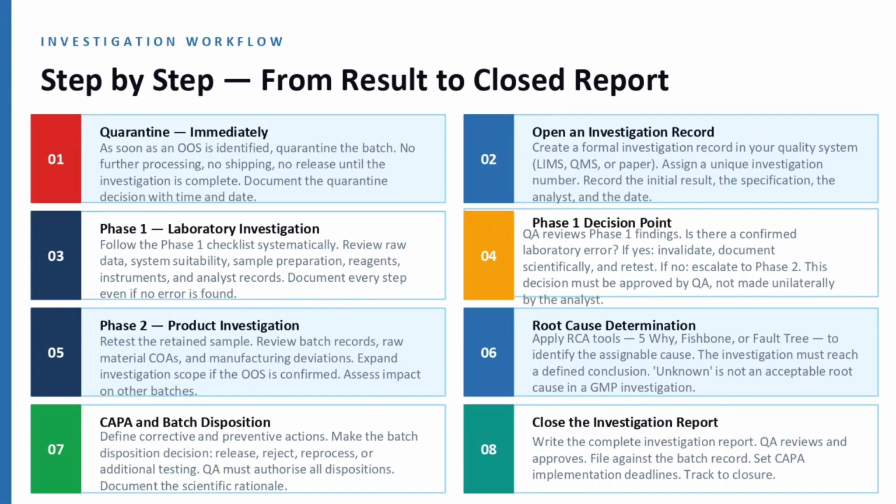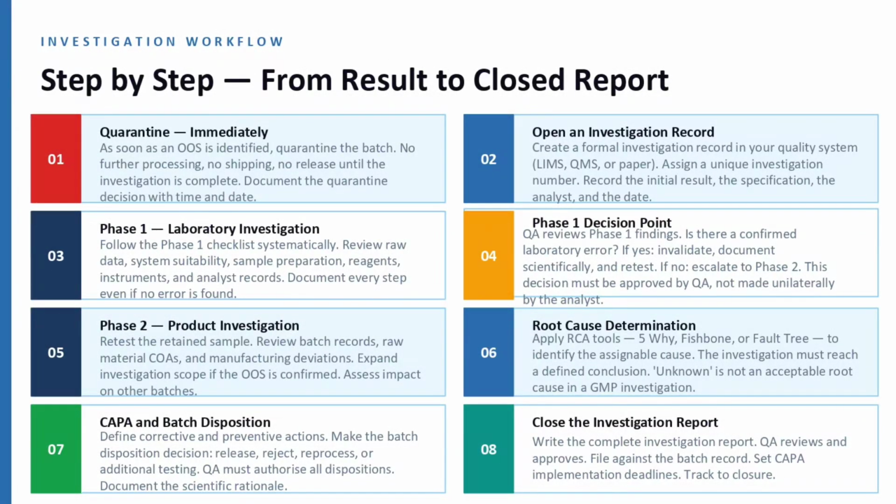Create a formal investigation record in your quality system. Assign a unique investigation number. Record the initial result, the specification limit, the analyst name, the date of the test, and the date the investigation was opened. Step 3. Conduct Phase 1. Follow the Phase 1 checklist systematically. Review every item. Document every finding even if it is negative. A Phase 1 report that says we reviewed X and found no anomaly is just as important as one that identifies an error. The documentation must show that the check was actually performed.